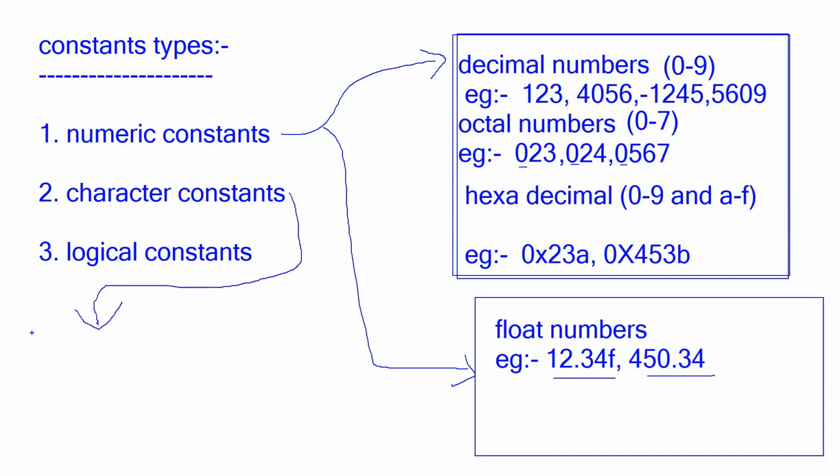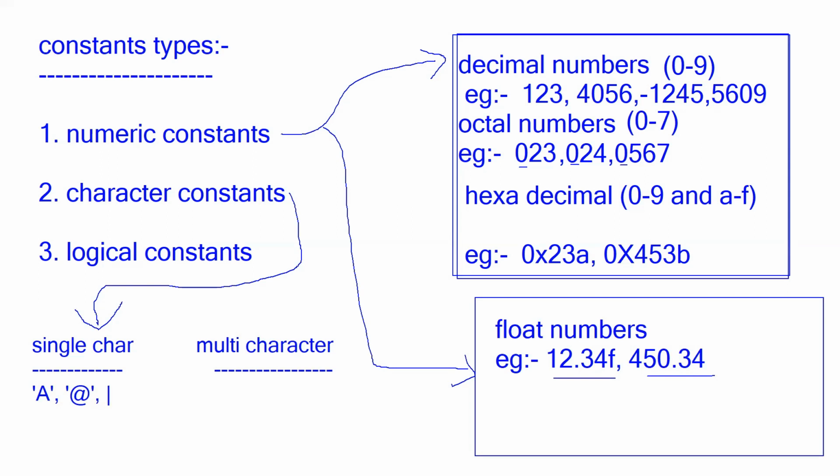The character constants are also of two types. What are they? The single character and multi-character constants. Single character constant means what? And multi-character constant means what here? So the single character means the character that is kept in single quotes, like A, I, or the at the rate symbol. A number like 5, if you keep it in single quotes, that is also a single character.